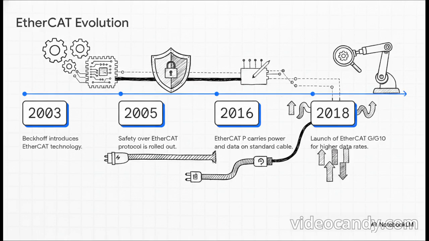Then, in 2005, they rolled out Safety over EtherCAT, which uses a secure black channel approach to safely isolate control data. Flash forward to 2016, and EtherCAT P completely revolutionizes wiring by combining power and data on just one standard cable. And by 2018, we get EtherCAT G and G10 launched for massive data transmission rates. It's a system built from the ground up for pure high-performance automation.